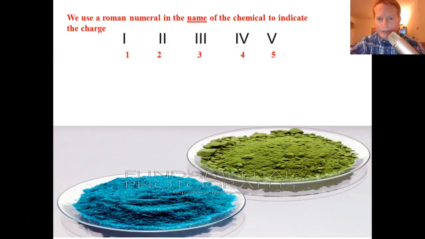Okay, so what do we do about this then? Well, the answer is that if an element has multiple charges, we use a Roman numeral in the name, not in the formula, but in the name, to indicate which charge we're actually using for that particular formula. So here's our Roman numeral 1, Roman numeral 2, 3, 4, and Roman numeral 5.